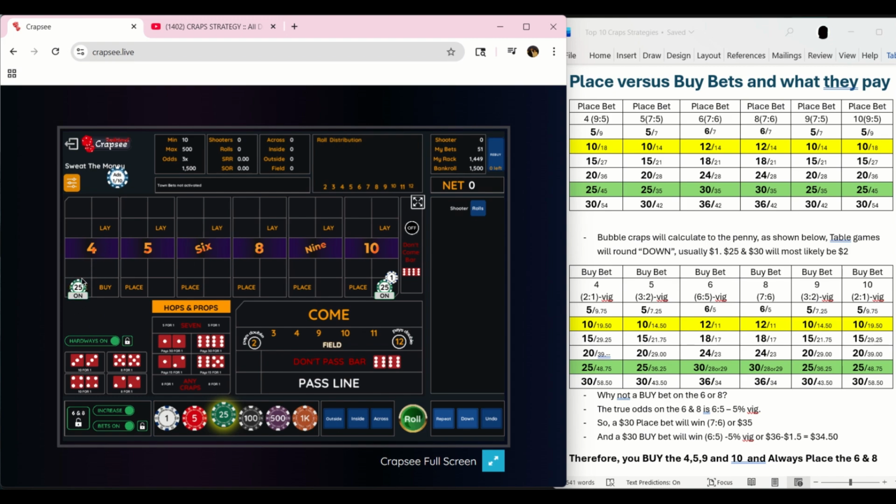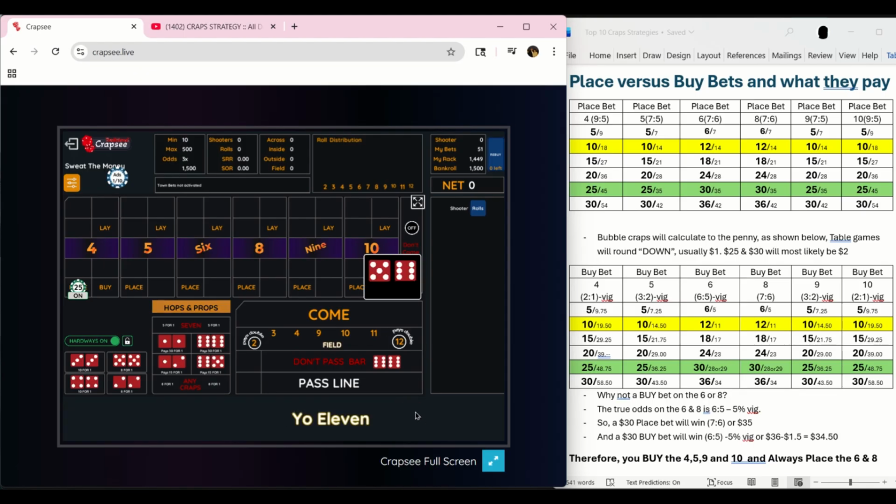So if we roll a 4, that's the place bet we would get if our tables are right. A place bet on the $25 bet on the 4 would give us $45. Let's see if we can test that out. And again on the buy bet, we'll just roll a few and try to get a 4 or a 10. See if we can't get that proven.